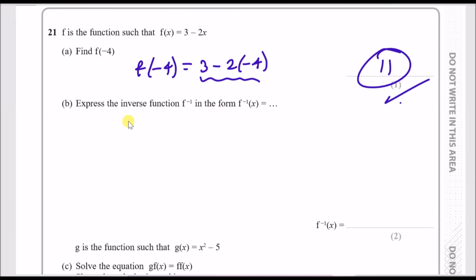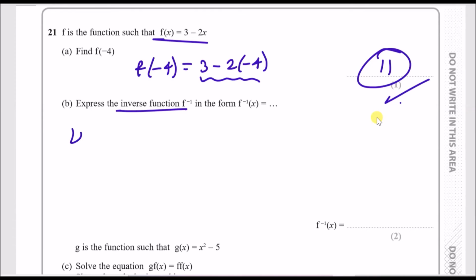B. Express the inverse function f to the negative 1 in the form of f to the negative 1 of x. Yeah, I never really understand why they write it like that. But all they're saying here is just compute the inverse function of f. Now, to get the inverse function, there's a nice little trick to do this.